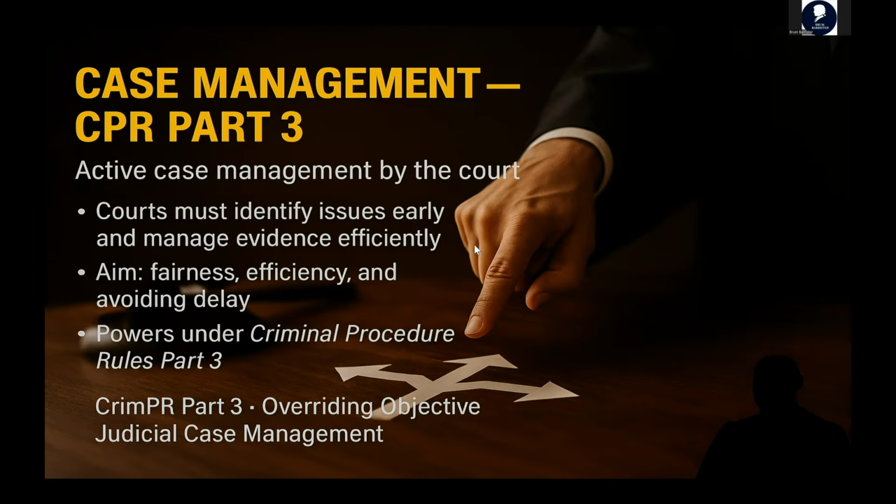Under Criminal Procedure Rule Part 3, judges actively identify issues early, they set the timetables, and they make sure evidence is served on time. It's the practical side of fairness and managing what's disclosed, what's in dispute, and what needs resolving before trial. But the overriding objective is efficiency, fair justice for everyone, and not just endless delays that you see talked about in the news.